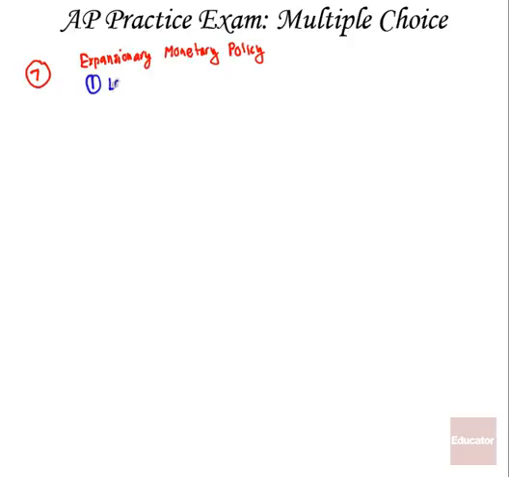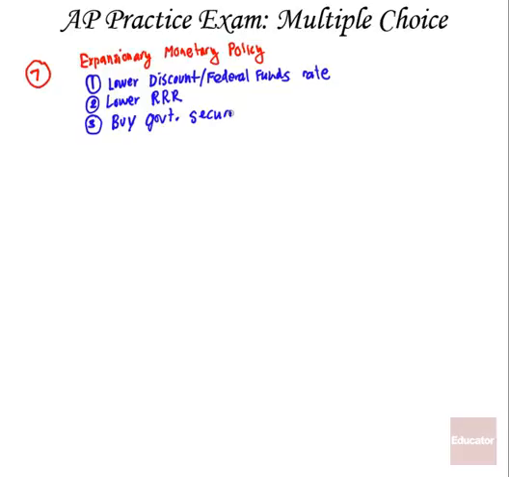Number 1 is lower the discount rate, or for all intents and purposes, let's say the federal funds rate as well. Although technically, the Federal Reserve lowers the target federal funds rate by buying government securities, but they just lump that in there. Or 2, lower the required reserve ratio. And 3, they can buy government securities. So any combination of these 3 things will counteract the recession by expanding the economy.